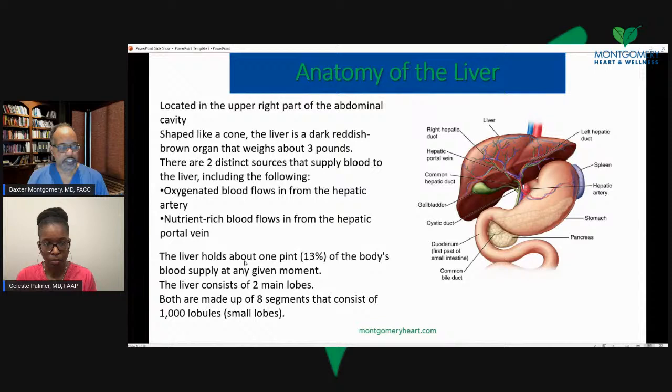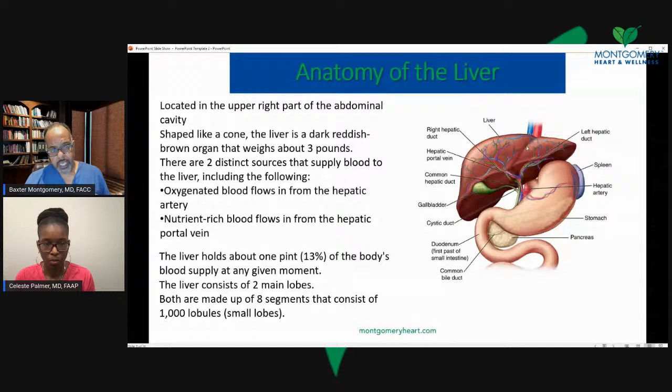So it has two main lobes. And you can see here, there's a smaller lobe and a larger lobe here. And both lobes have 8 segments that consist of 1,000 lobules, which are small lobes. And each of these lobes have their own little units of blood flow that goes through it.